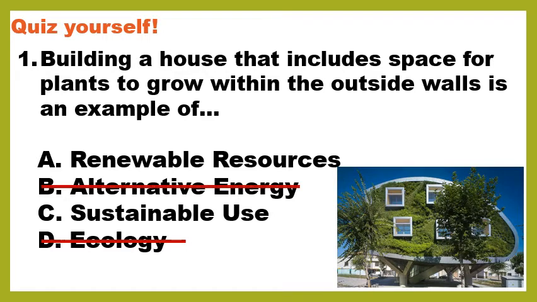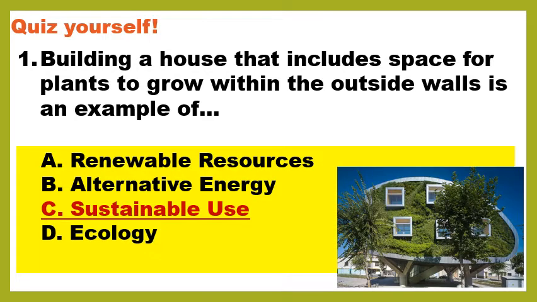I'm also going to get rid of alternative energy because these are types of energy that can be renewed, like water and solar power. So what do you think the answer is between A and C? Correct answer is sustainable use, and that is when you are using a resource in a way that you're trying to maintain it, not just use it up till it's gone.